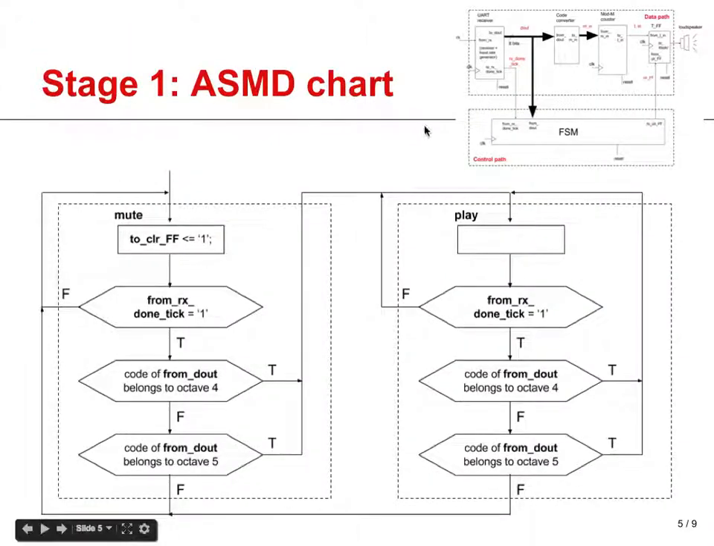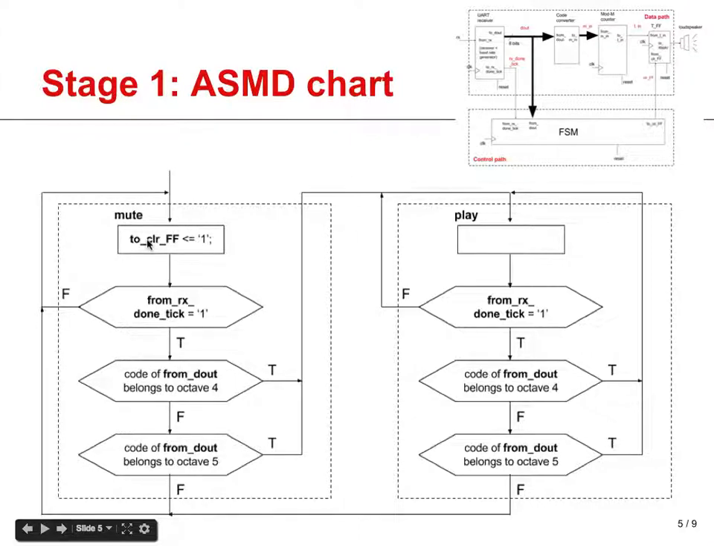Now the ASMD chart itself is quite simple, and in this case we simply need to alternate between two states called mute and play. And the only difference between these two states is that in mute we set the clear flip-flop output that you see here going into the output stage. We set it to 1, meaning that the output waveform will be flattened. It will always be at 0 while we are in the mute state.